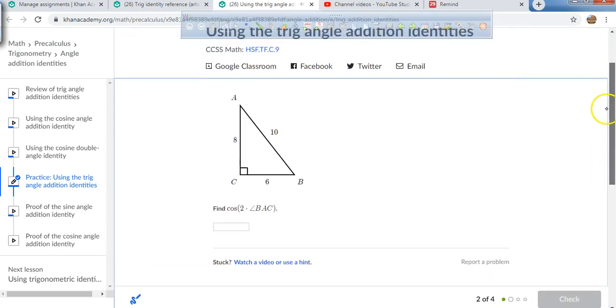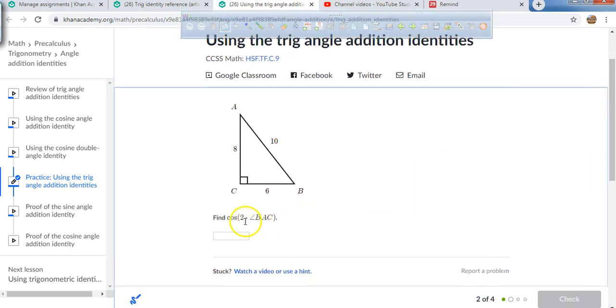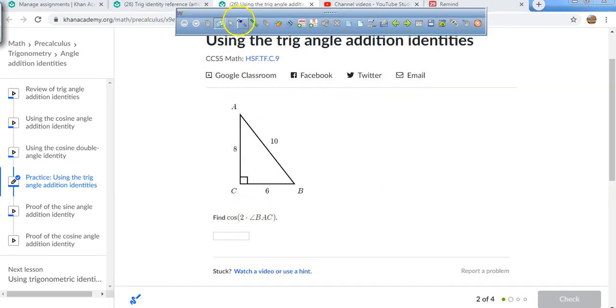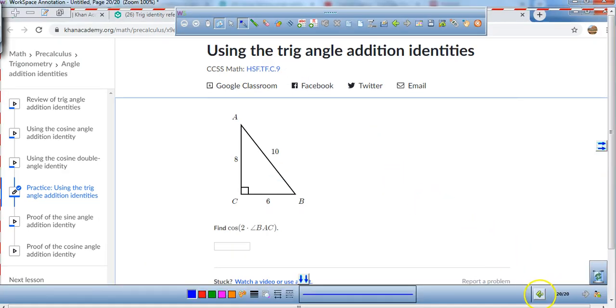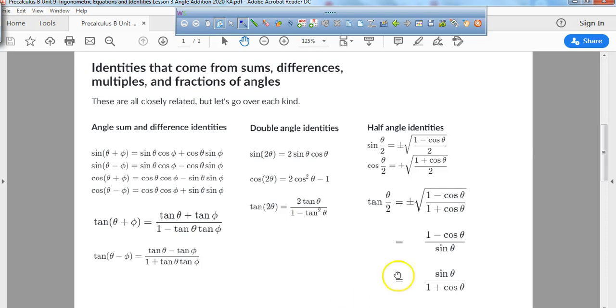Now this problem looks like we're going to be using the double angle formula. So what we have to do is search for the double angle formula. So I'm going to take a screenshot of this. I'm going to go back to our chart real quick, and let's go down right here to the double angle formula. Okay? So we have cosine 2 theta. So we're going to write this down real quick. Take a screenshot.